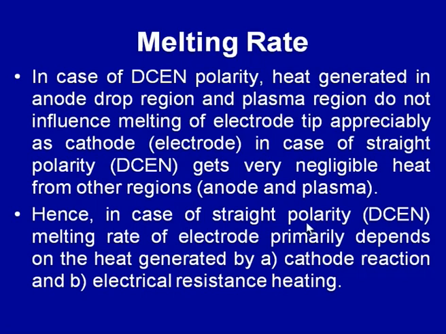Therefore, in case of the straight polarity, that is DCEN, the melting rate of the electrode primarily depends upon the heat generated at the cathode region, that is the cathodic reaction taking place because of the current flow near the cathode, and the electrical resistance heating taking place in the electrode extension portion. So, the heat coming from these two factors, the electrical reactions in the cathode region and the electrical resistance heating in the electrode extension portion, primarily governs the rate at which the electrode melts during the welding.